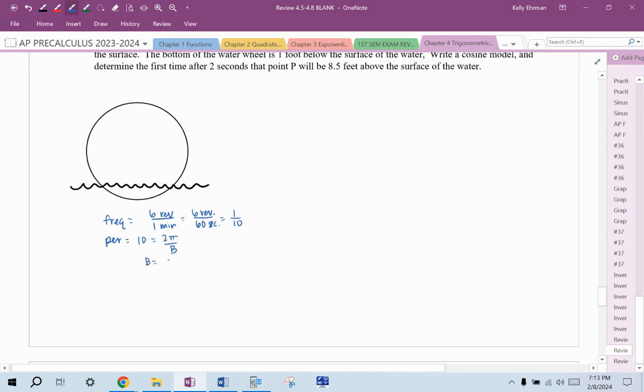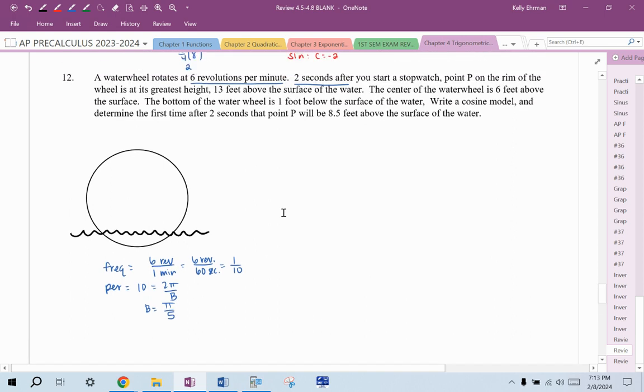B is 2 pi over 10, so pi over 5. And then what about everything else? Let's see. 2 seconds after you start a stopwatch, point P on the rim of the wheel is at its greatest height, 13 feet above the surface of the water.